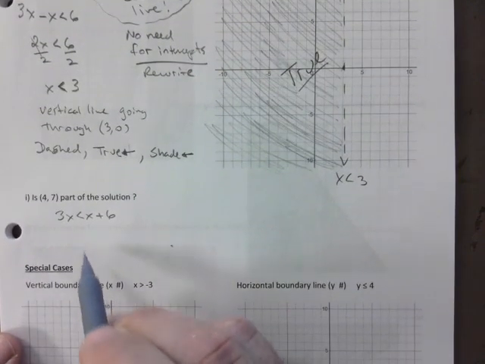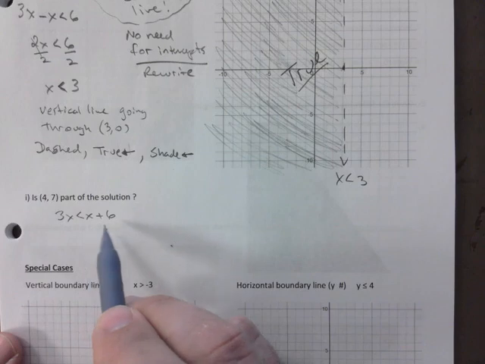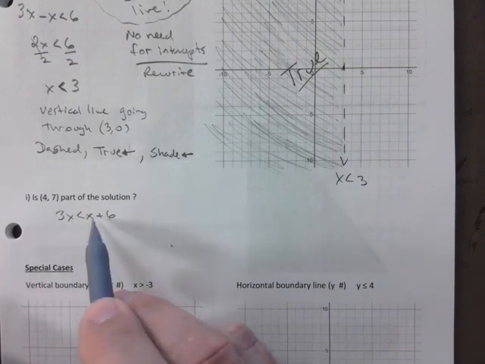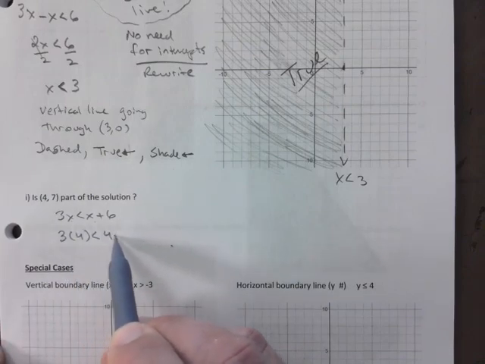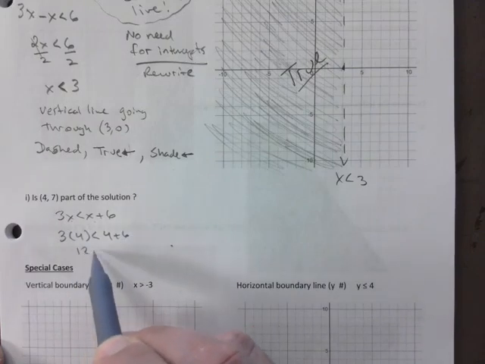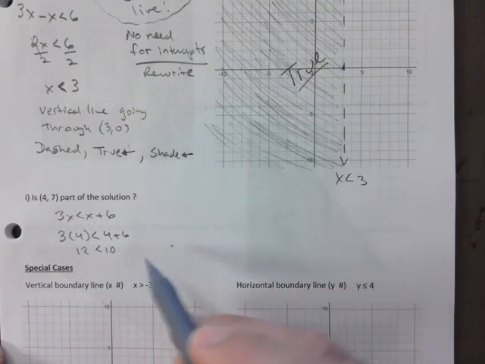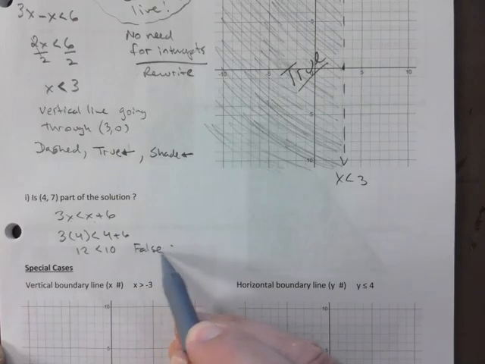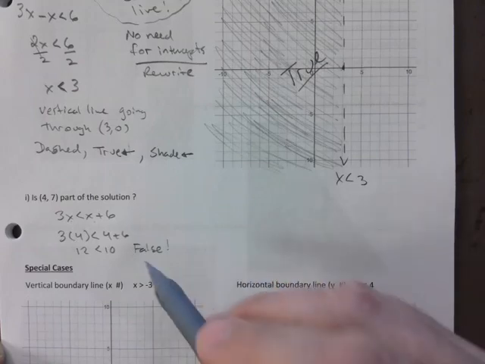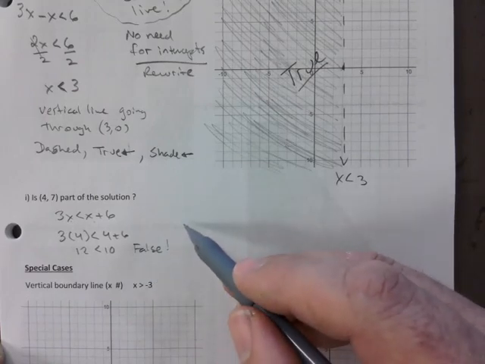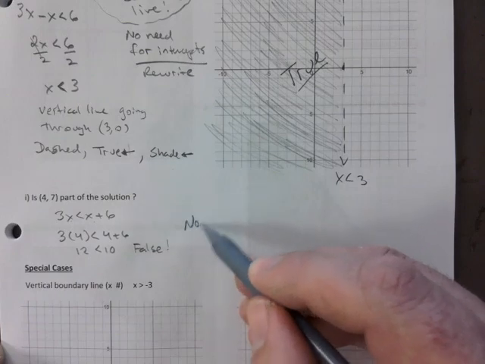So what's up with that? Is there any spot for y? No, so just ignore it. Just put the 4 in wherever there's an x. So 3 times 4 is less than 4 plus 6. That's 12 is less than 10. That is false. So don't be thinking every time it's going to be false, okay? It depends on the scenario. False, so not a solution.